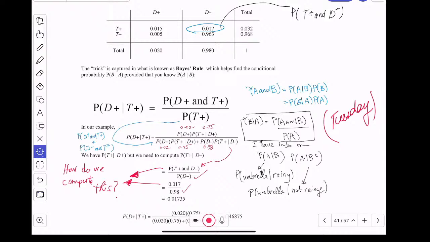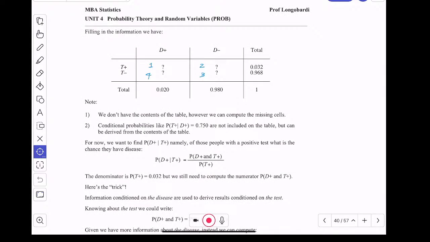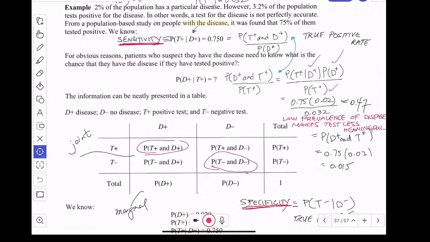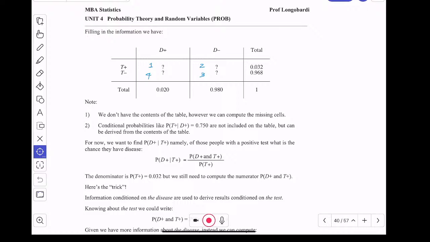Okay, so I didn't have to do all of this because I had lots of information. I had that critical information: the chance of having a positive test if you have the disease. That's the number you need. With that information, you're able to fill the table.